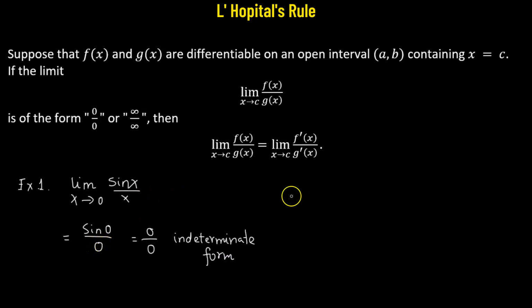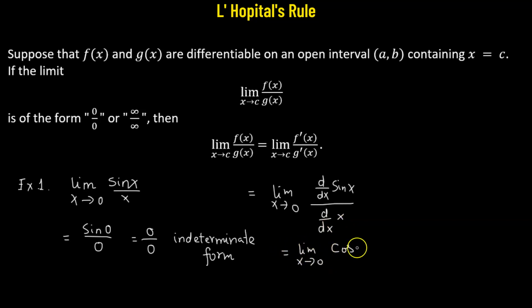So what do we do? We can apply L'Hopital's rule. We consider the limit, and we take the derivative of the numerator with respect to x, and we also take the derivative of the denominator with respect to x. So this will give us the limit as x approaches 0 of the derivative of the sine function, which is the cosine function, over the derivative of x with respect to x, that is 1. Now when we calculate the limit, this gives us the value cosine of 0, which is 1.